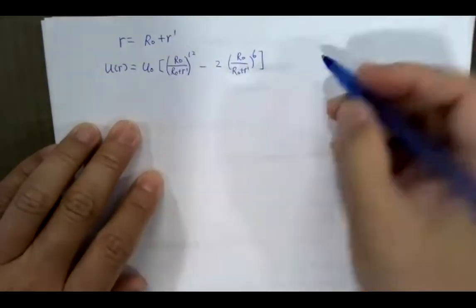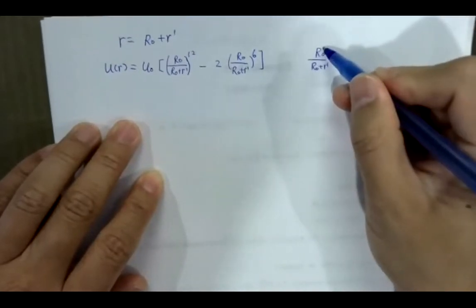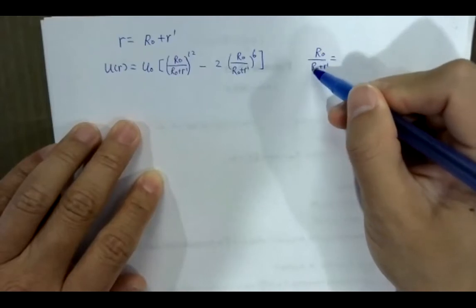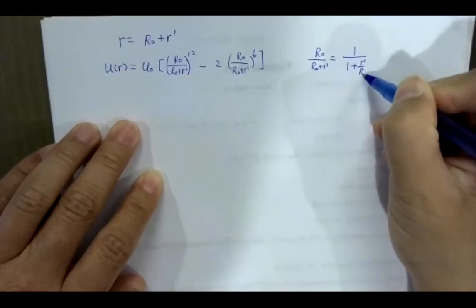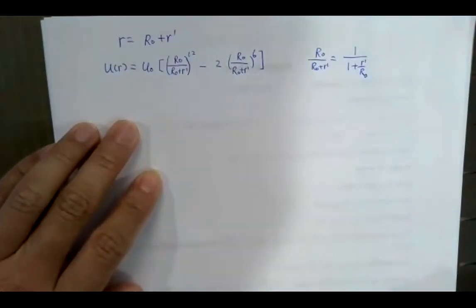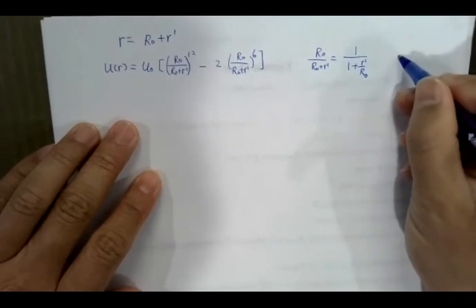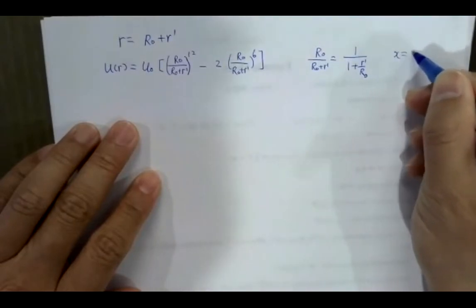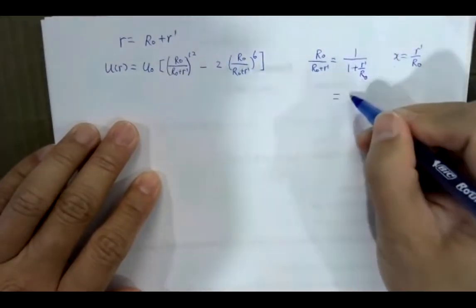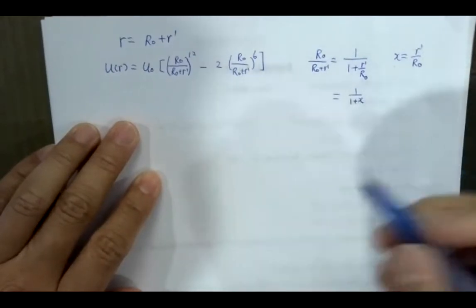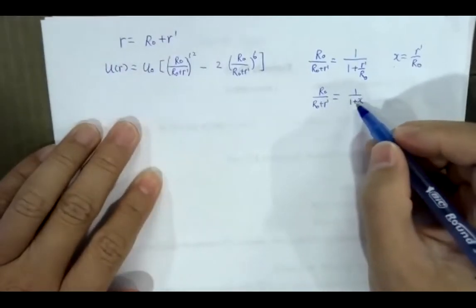Now what you can do is rewrite this guy. You can divide the numerator by r naught and the denominator by r naught. So it becomes 1 over 1 plus r prime divided by capital R naught. Okay. So r prime is a small number, so that means this is a small number. So we can replace that as x equals r prime over r naught. Just replace that one. So then this guy is equal to 1 over 1 plus x.